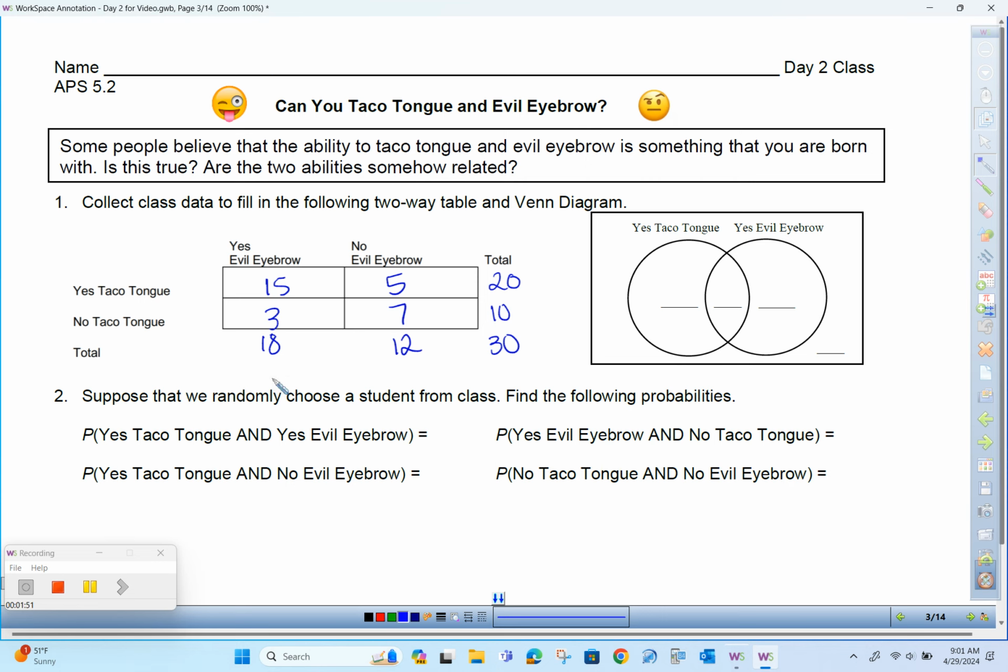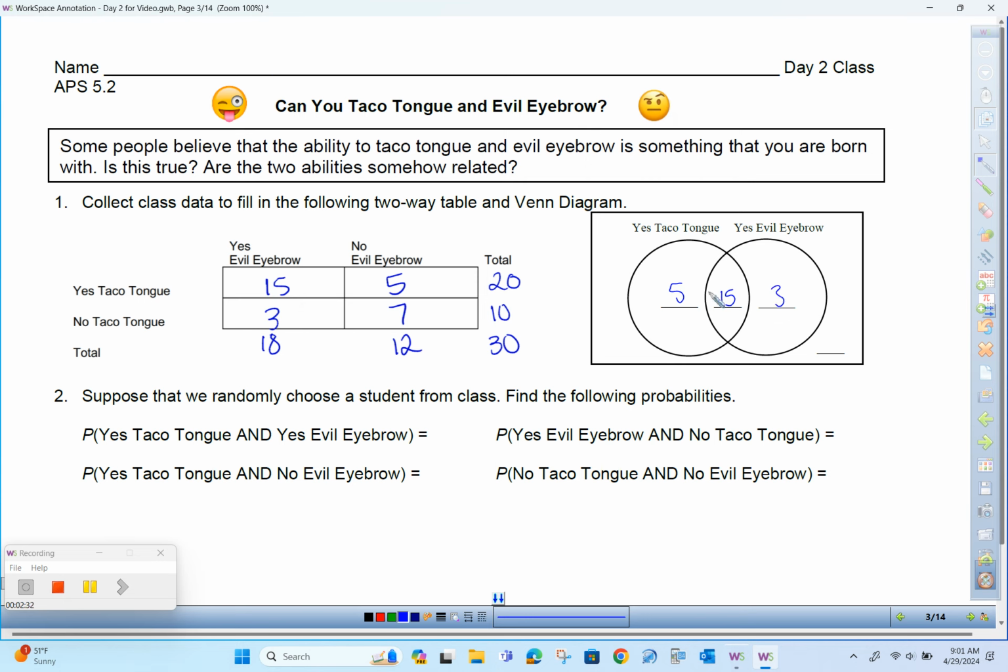Okay, first thing I want to show you is how the Venn diagram works. The yes taco tongue is everybody who said yes to taco tongue, so there should be 20 total in this whole circle. However, there are two pieces to this circle. The people who are yes taco tongue only, and then there are people who are yes taco tongue but also fall in the yes to evil eyebrow. So the double intersection of both was the 15 here, and there were only 5 who could not do the evil eyebrow as well. Then on the other side, this whole circle is the yes evil eyebrow, so that's this entire column. We've taken care of the 15, there are 3 people left over.